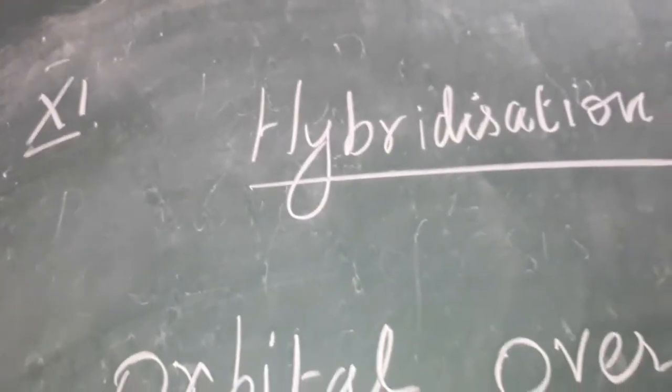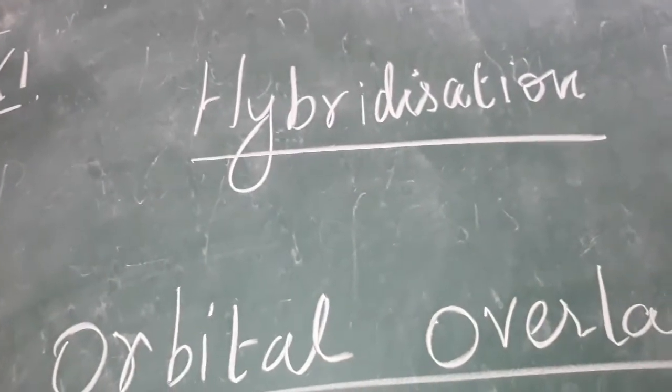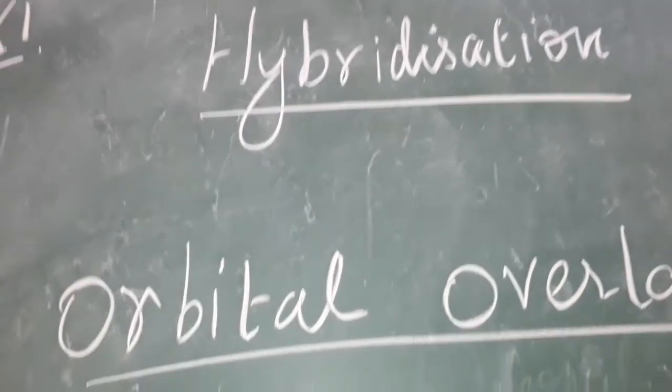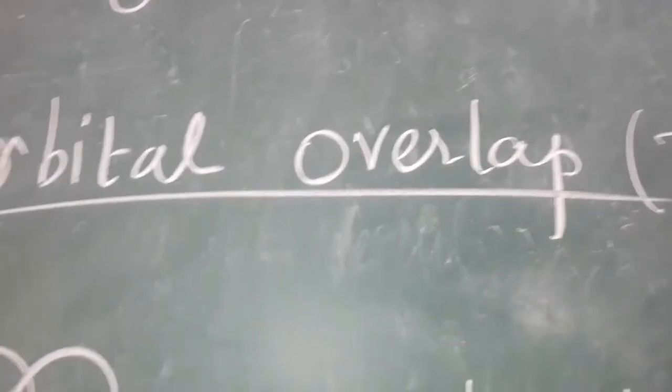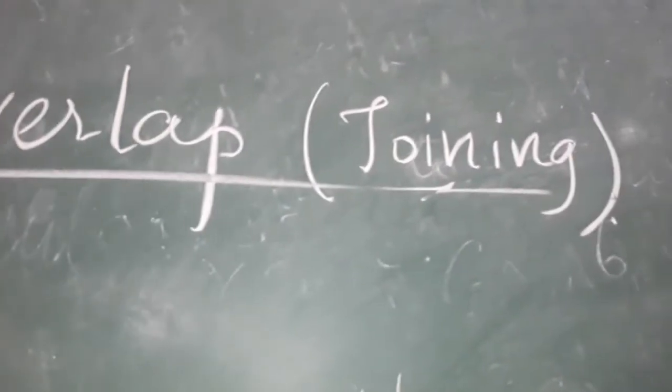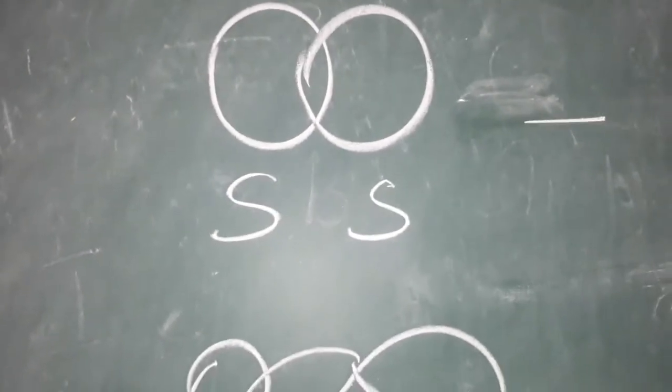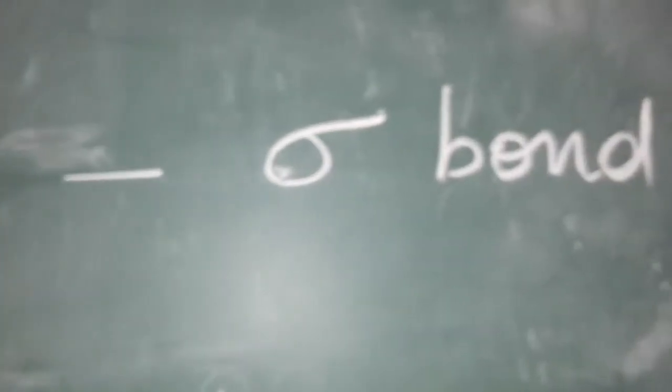In this video today we are going to see hybridization. Before that, in the previous video we learned orbital overlap. What is orbital overlap? It means joining of orbitals. Joining of orbitals means first of all s orbital and s orbital join together, and they form a sigma bond.